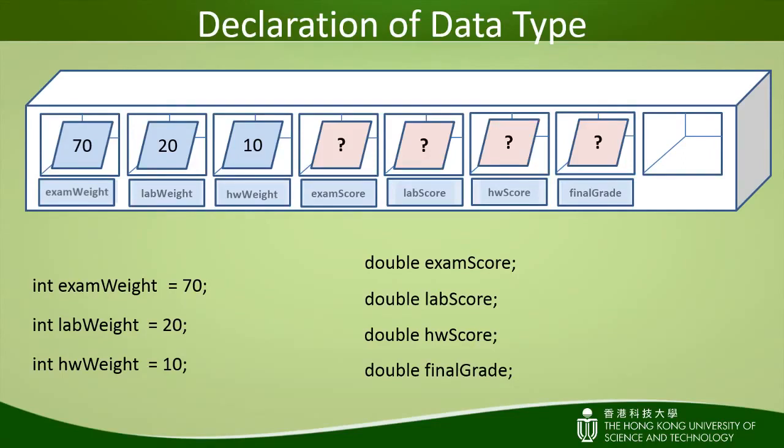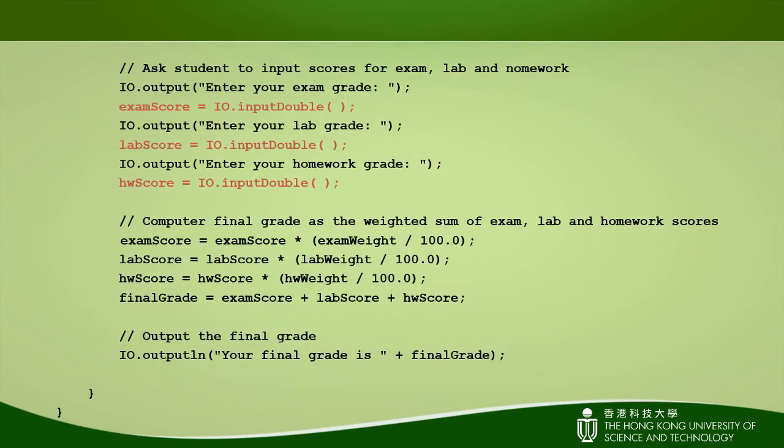Since no value has been assigned to these variables, their values are not known. In fact, they must first be given a value before reference can be made to them. After declarations are made, the program would ask the user to input values for exam score, lab score, and homework score.